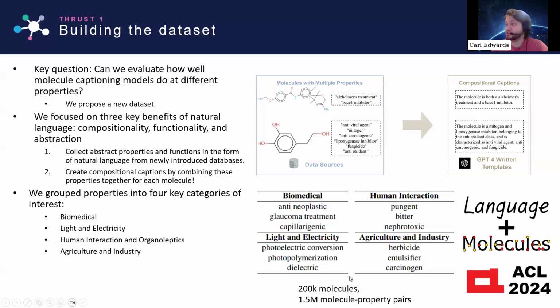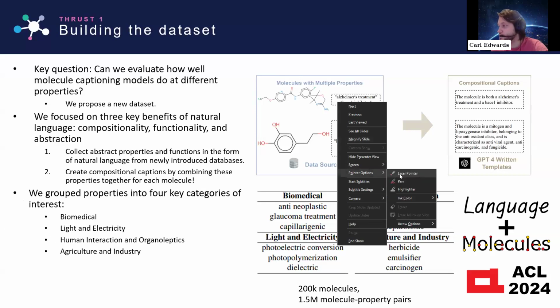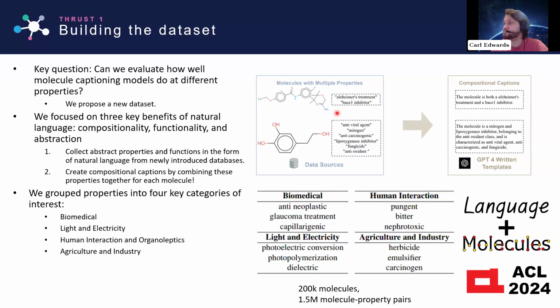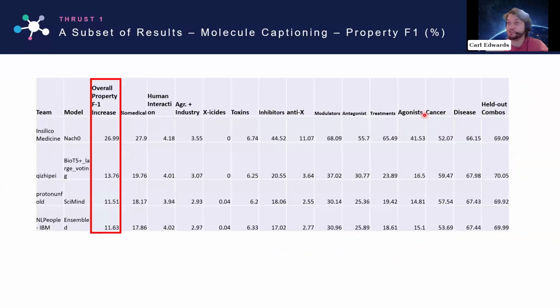We have about 200,000 molecules in this data set, but the idea, right, is, okay, given this molecule here at the top, let me turn on a pointer. Yeah, so it's both an Alzheimer's treatment and an inhibitor of that protein, and so we composed them into the same caption. We made this shared task open for submissions. Overall, we saw a decent amount of improvement over a baseline model.